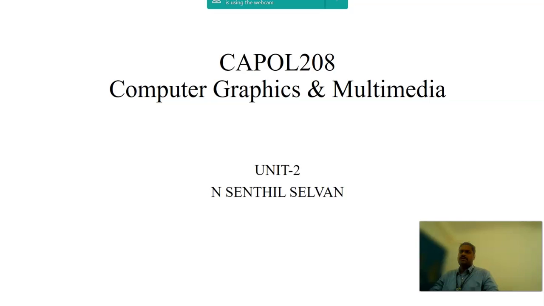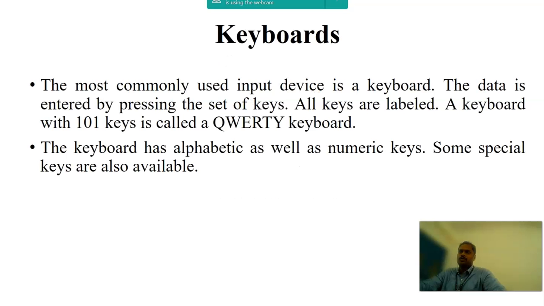So straight away I am going to start with unit number 2. Unit 1, another person will handle. In unit 2, we are going to see about the input devices we use in the computer system and computer graphics, and the output devices we use in the computer system. The keyboard has alphabetic as well as numeric keys.